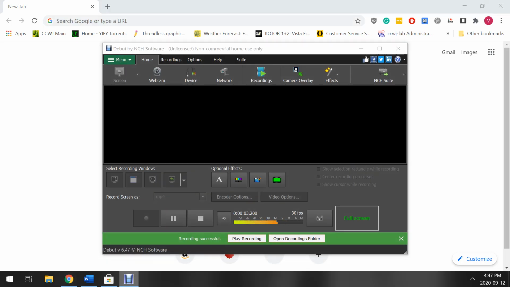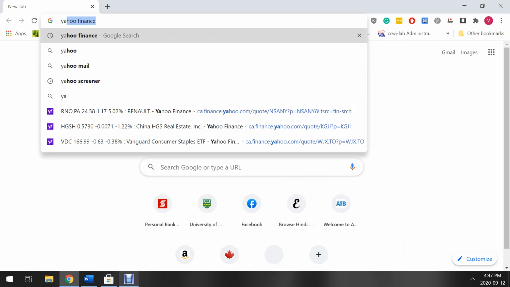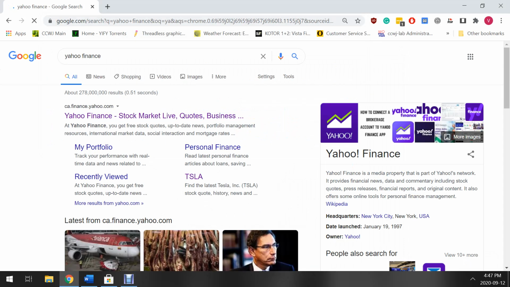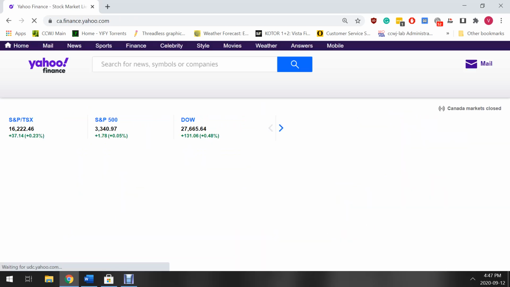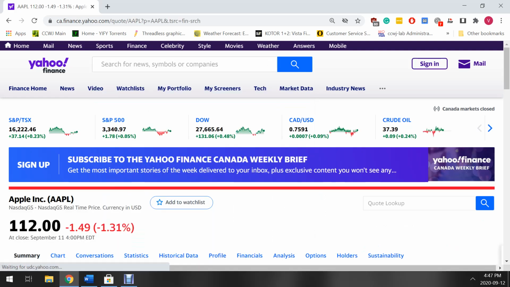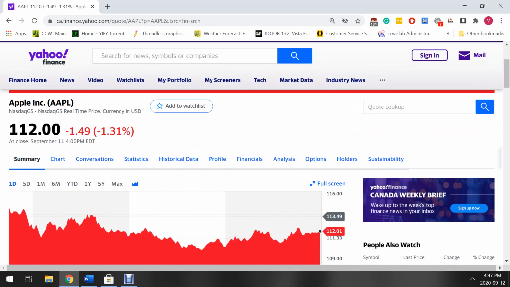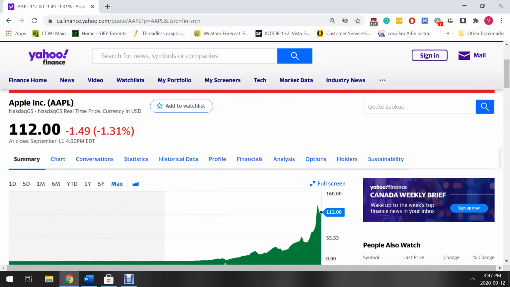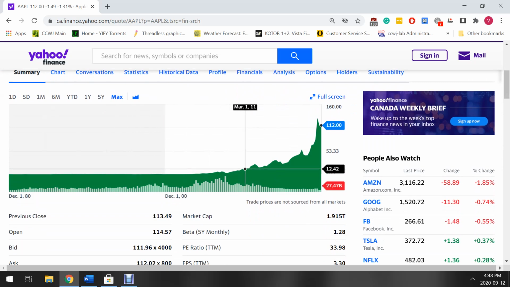So what we are going to do is open Yahoo Finance, and in that we will search for Apple. AAPL is the code for Apple, and once you open Apple, you will see it is trading at $112 as of September 11th, and you can see this long run in the Apple stock.